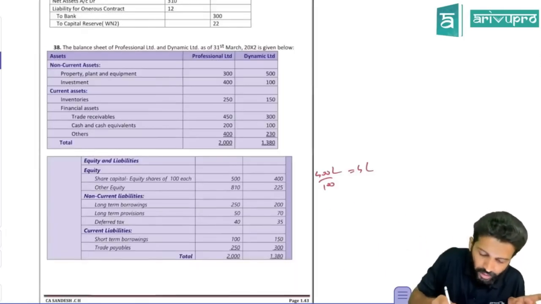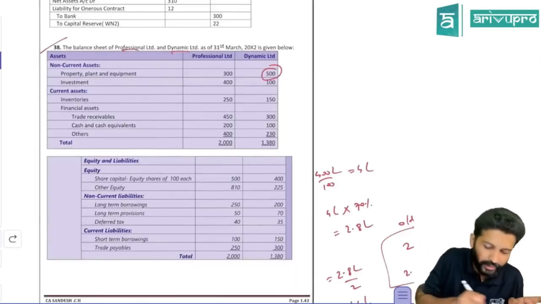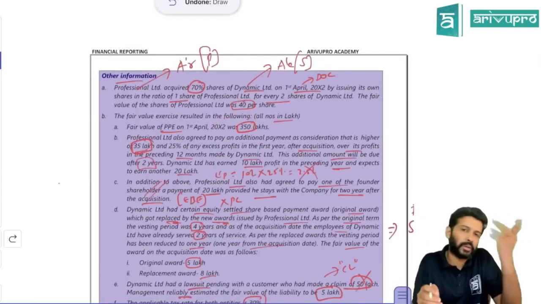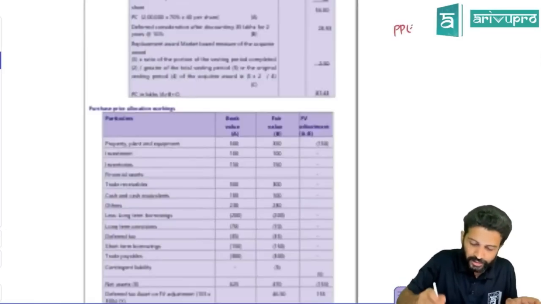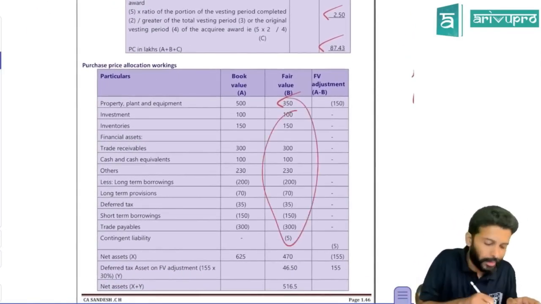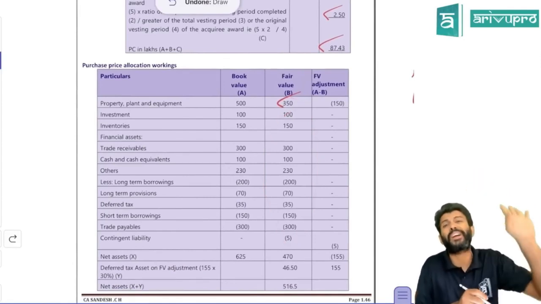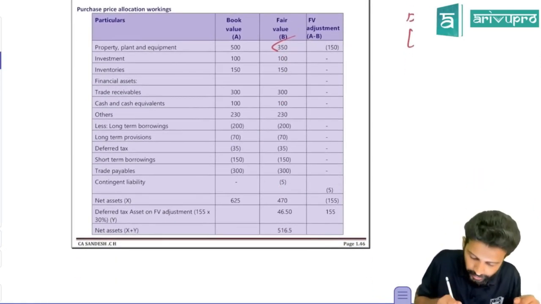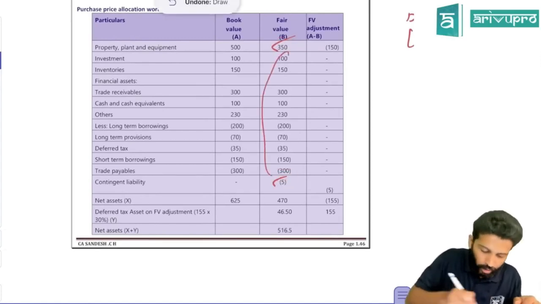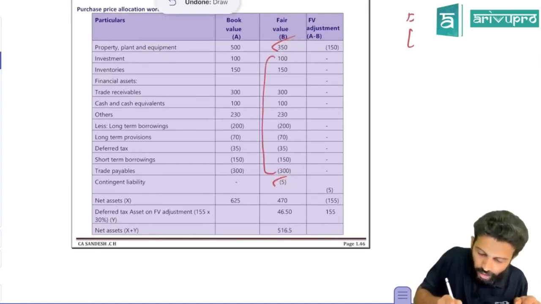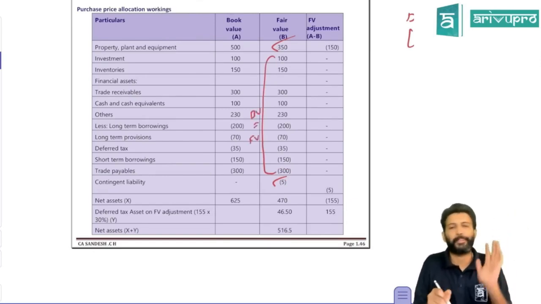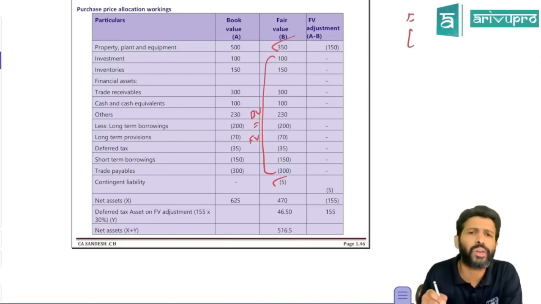Only for PPE, what is the book value of PPE of Dynamic? 500. Don't take 500, take the fair value which is 350. Only this asset has a fair value, the rest of the assets do not. So just take this PPE fair value 350. Rest of the other assets, copy straight away from the balance sheet. But also do not forget one more thing, the contingent liability of 5 lakh, which is also in the adjustment. This one and this one are extra items given in the adjustment. Everything else you will just copy from the balance sheet itself, because book value and fair value for all of these are the same. So if you consider all of this, you will get the total fair value.